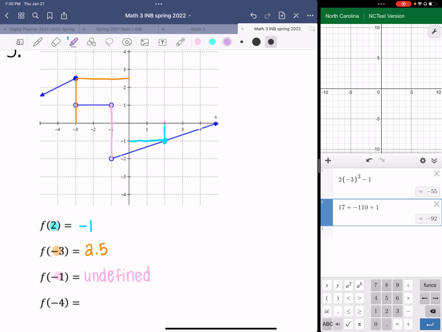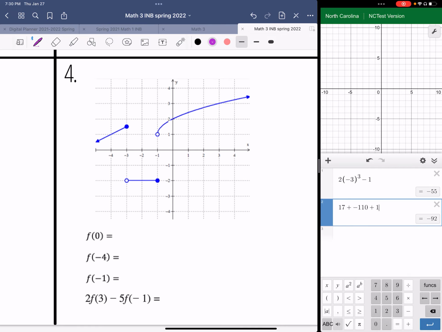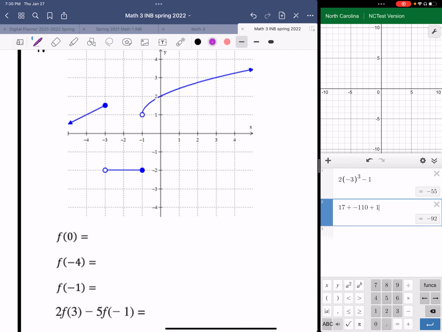And then we come to negative 4. So if I look at negative 4, and I go up to my function here, I see that I have an output y value of positive 2. All right, so very similar. Pause the video and see if you can figure out f of 0, f of negative 4, f of negative 1.